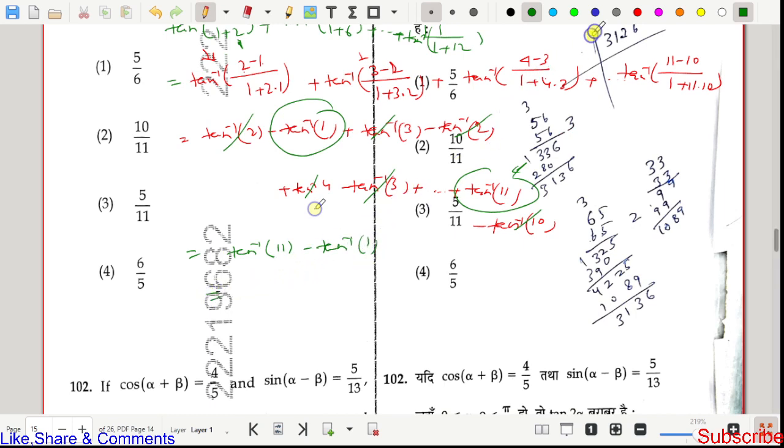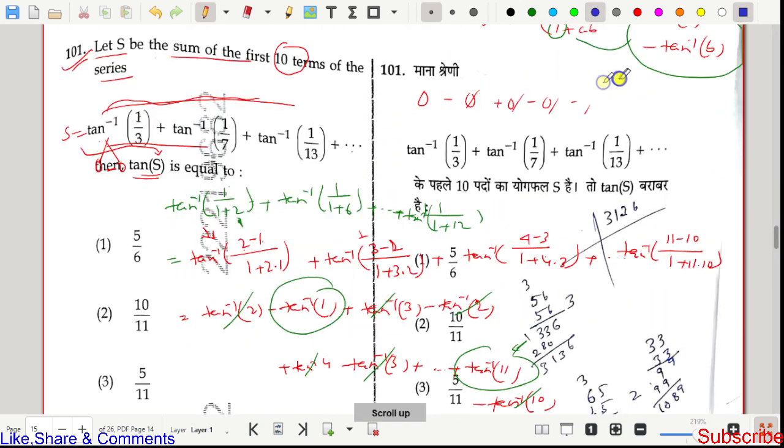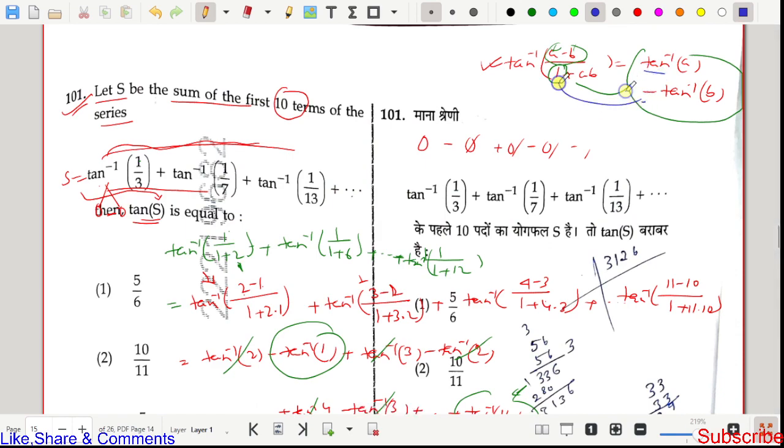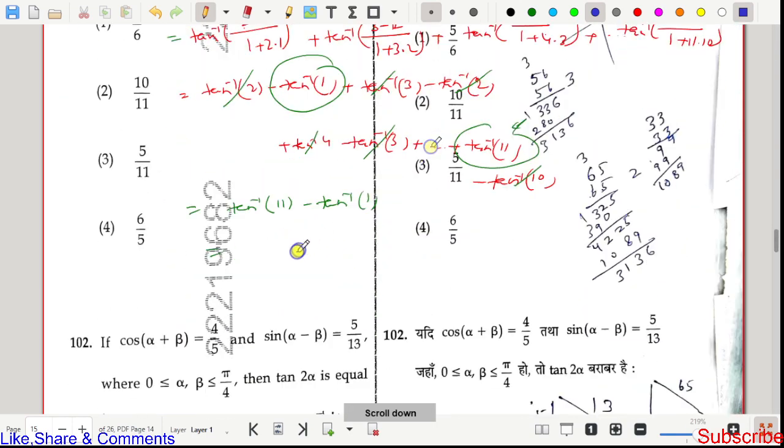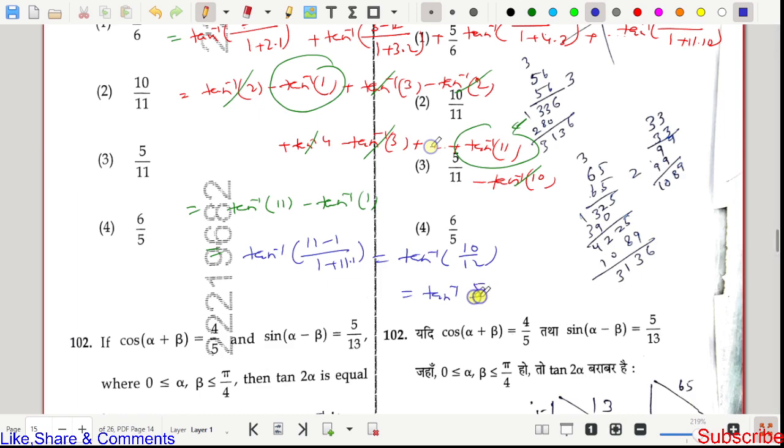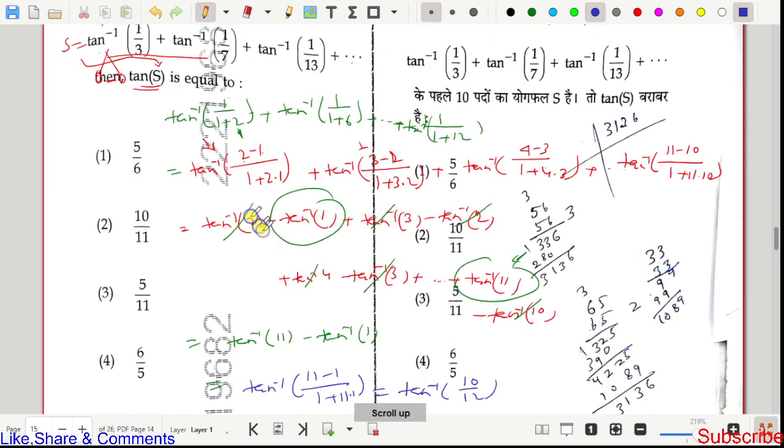Similarly we can apply the same formula here, the tan inverse formula, tan inverse A minus tan inverse B. We are applying it here also. So it will be 11 minus 1 by 1 plus 11 into 1, that we are getting 10 by 12, that means tan inverse 5 by 6.